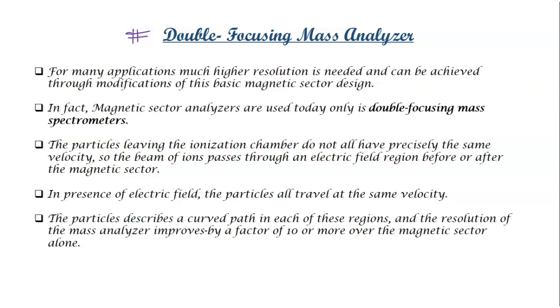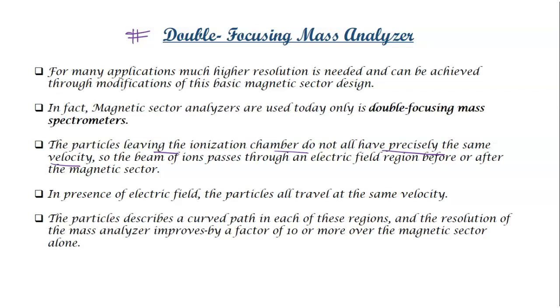In fact, the magnetic sectors that we are using today are actually double focusing mass analyzers, having greater resolution as compared to the previous one that we have discussed already. The particles leaving the ionization chamber do not precisely have the same velocity. It is not necessary that the particles leaving the ionization chamber in ionic form are all going to have the same velocity. So the beam of ions passes through the electric field region before or after the magnetic sector.